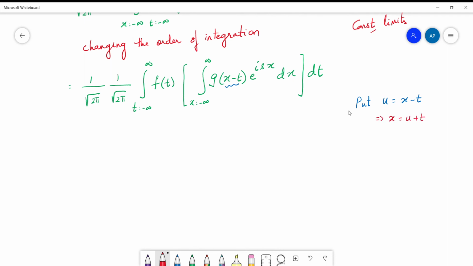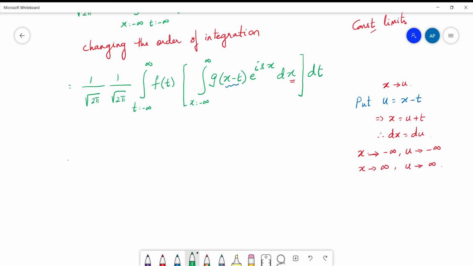So what is dx equal to? And that will imply dx is equal to du. That means I am changing the variable x to u, keeping t as it is. So what will happen to the limits when x tends to minus infinity? When x tends to minus infinity, u also tends to minus infinity. Similarly, when x tends to infinity, u tends to infinity. So the limits are not changed.